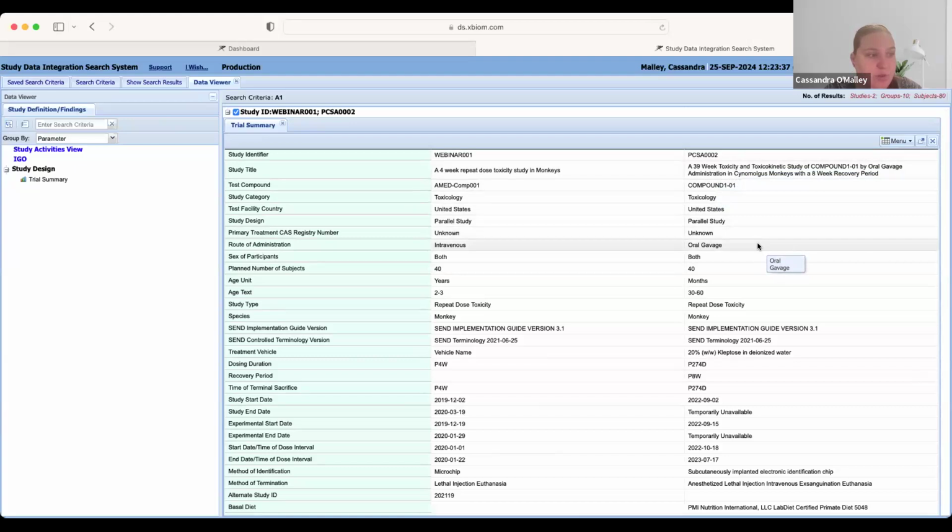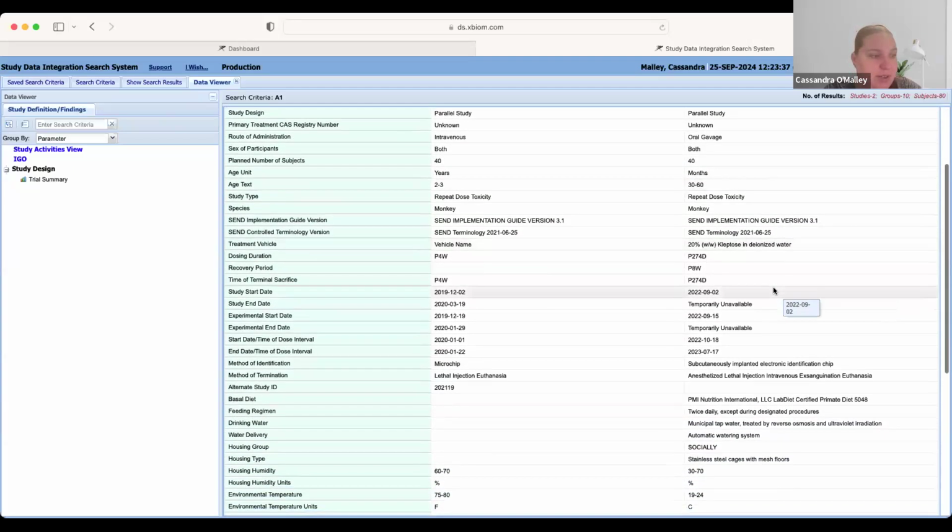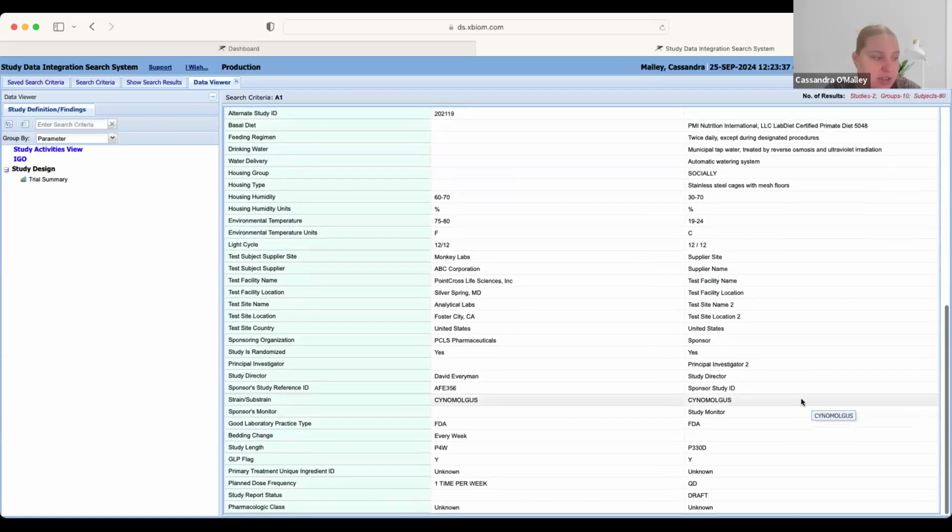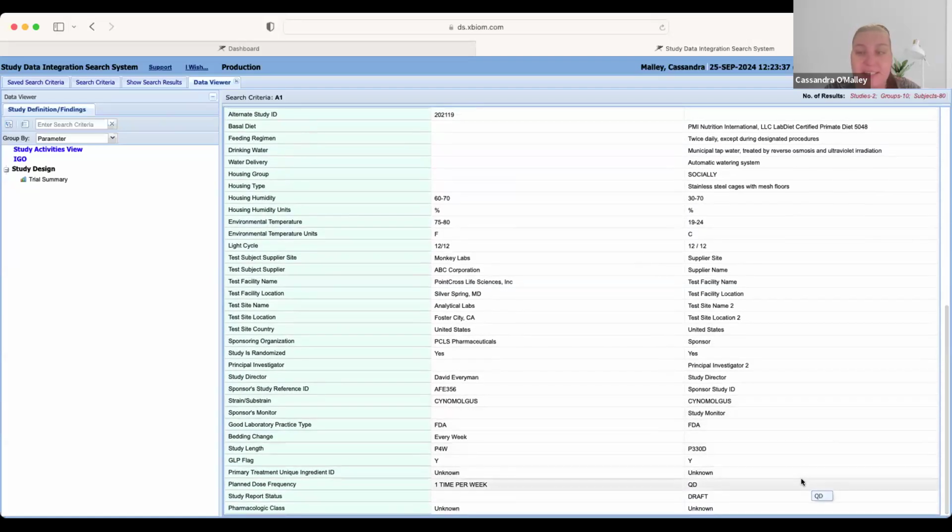So we've said that the route of administration is different. Actually, their ages are different. The study on the left-hand side is 2 to 3 years, while the study on the right is about 2.5 to 5 years. And we said it was done by oral gavage. And this one is actually dosed daily.